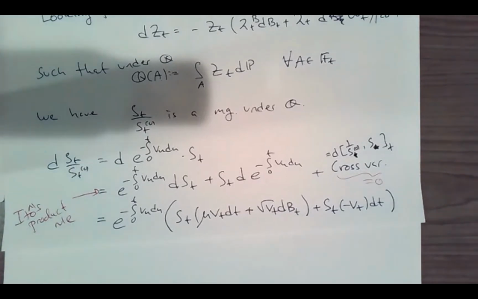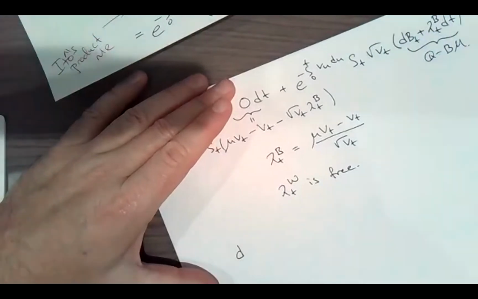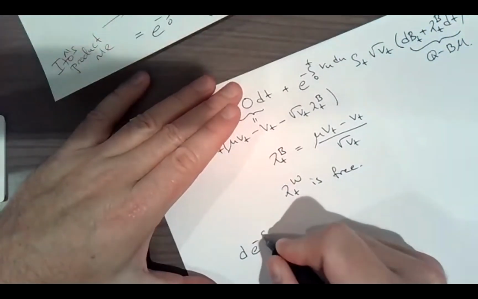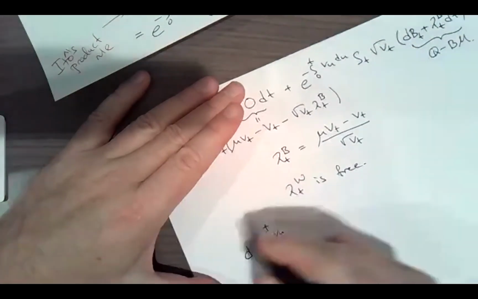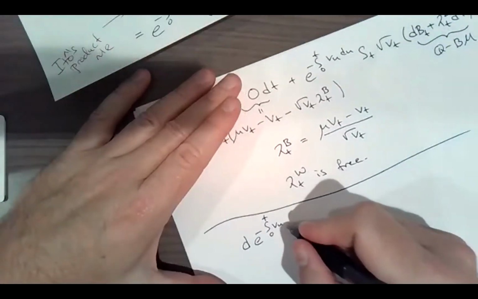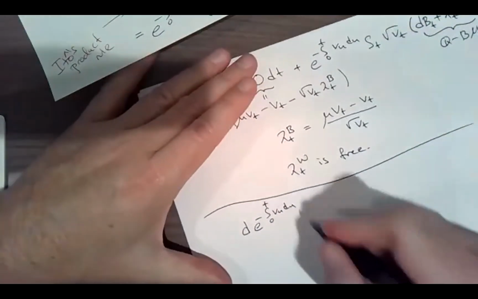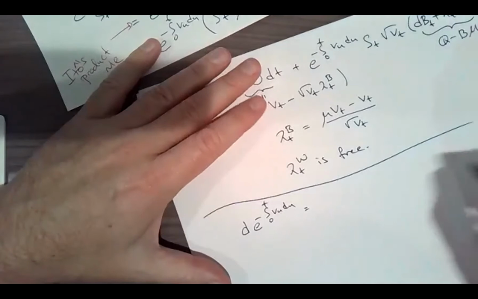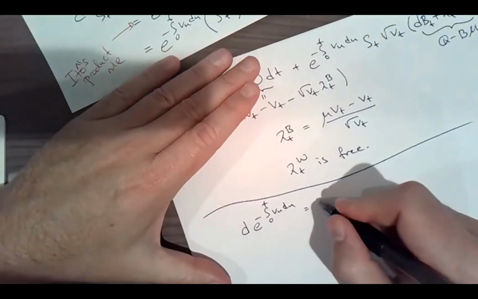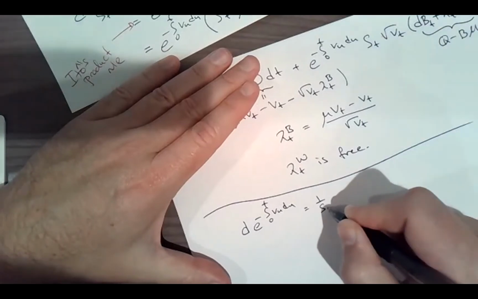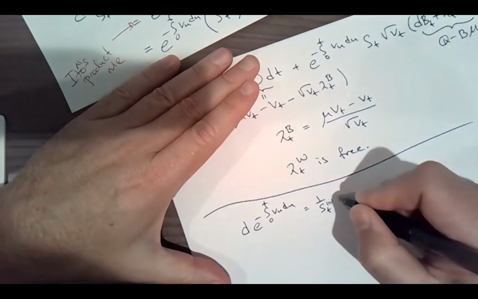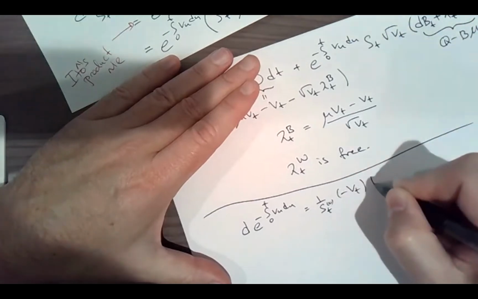I get a little confused when I see the D symbol. When the D symbol is in front, it's like an integral. Yes. So when I say d of e to the minus, this is a separate question here. We're claiming that this thing here is equal to, what was it? This was 1 over St0 times minus Vt dt.